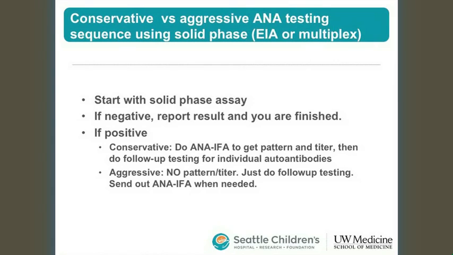The aggressive approach, though, is to get rid of pattern and titer and just do follow-up testing and only use an ANA IFA when there's some kind of discrepancy or problem and you send it to another lab. Both techniques are out there, and over time, in the beginning with EIAs, the first solid phase assay, everybody was doing conservative management except for only a couple labs. I think the one that was aggressive earliest was Henry Ford Lab. Almost everybody was reflexing so that people wouldn't get rid of their pattern and titer. Now the aggressive approach is predominating.